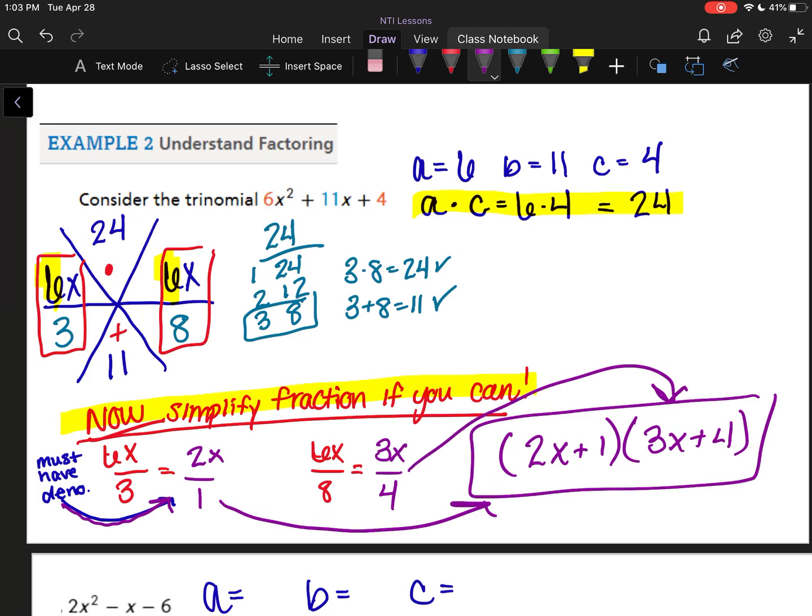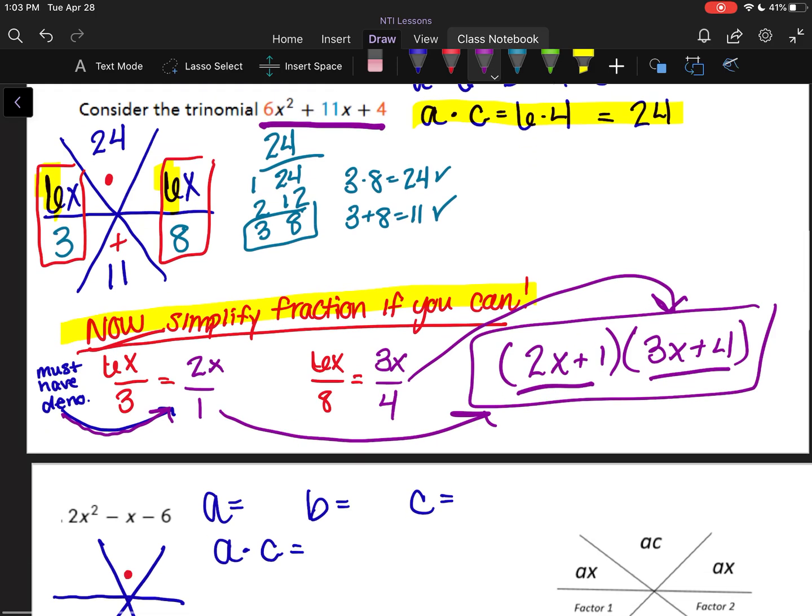Because we simplified them if we can. If we don't simplify, we're not mathematically correct. Because if we remember, factoring is the opposite of multiplication. If I were to multiply these two binomials, I would arrive at my trinomial that I started with, only if I simplify my fractions. Let's do a couple more examples.